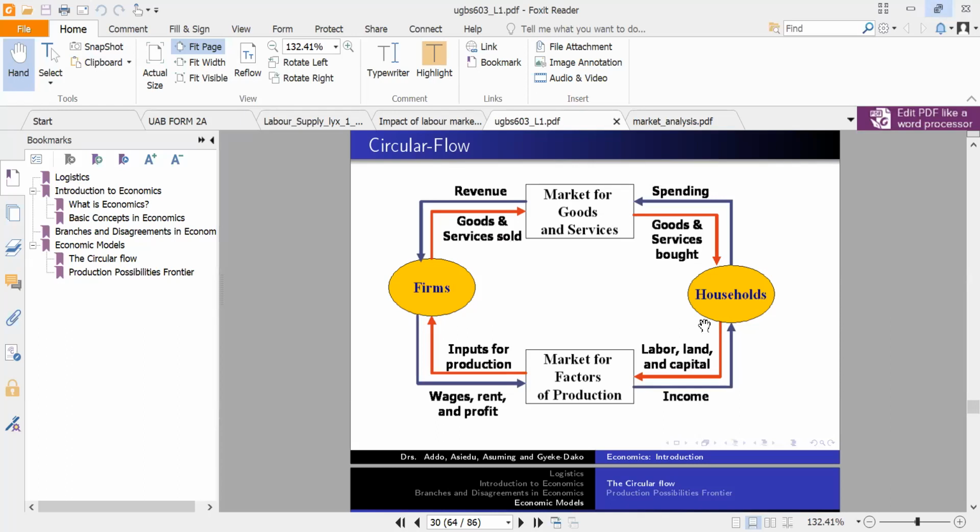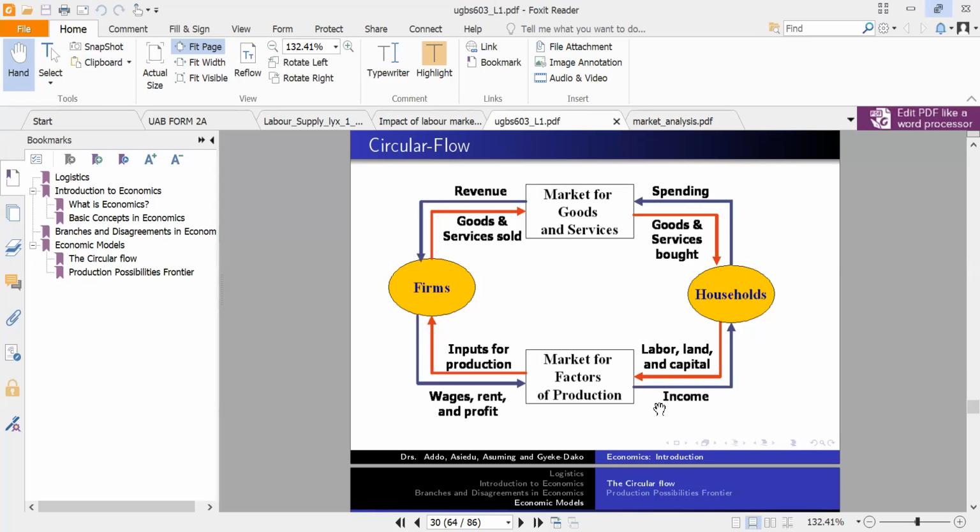If you take the income part, then the firms pay the workers, or the factors of production, wages, rent, and profits. And that goes back to the household. Households will use that for spending on goods and services. The firms will receive the revenue and it goes around.